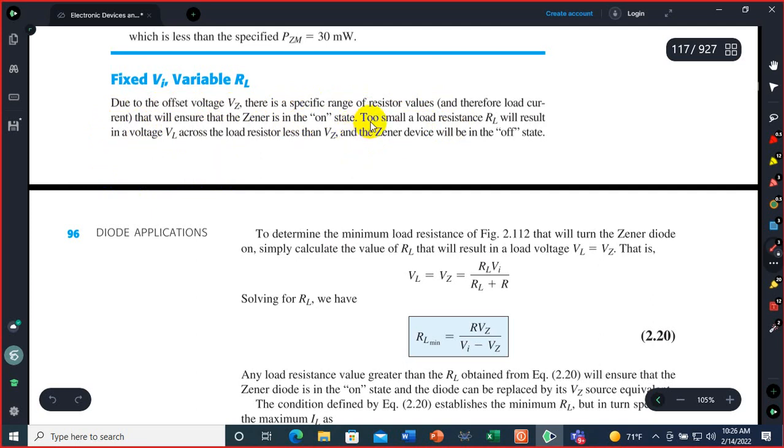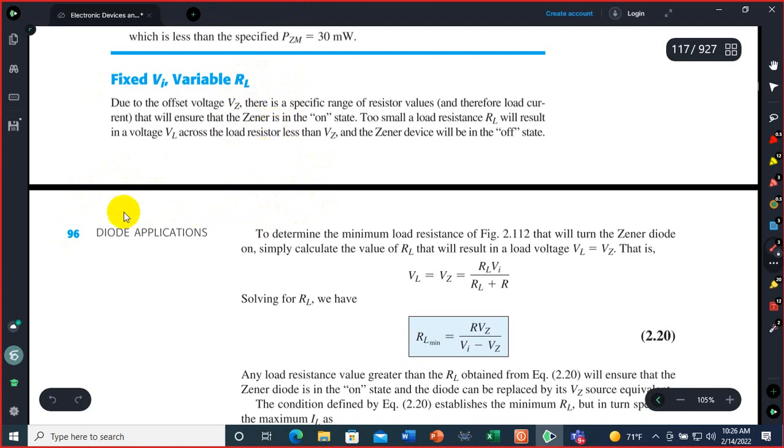So in what range can you vary the load resistance to maintain the zener diode in the on state? That's one consideration you need to make. What is the minimum value of the load resistance and what is the maximum value of the load resistance that you can use to keep the zener diode in the on state? So fixed Vi and variable RL. What is the minimum value of RL and what is the maximum value of RL within the range you can safely vary the load resistance to maintain the zener diode in the on state?